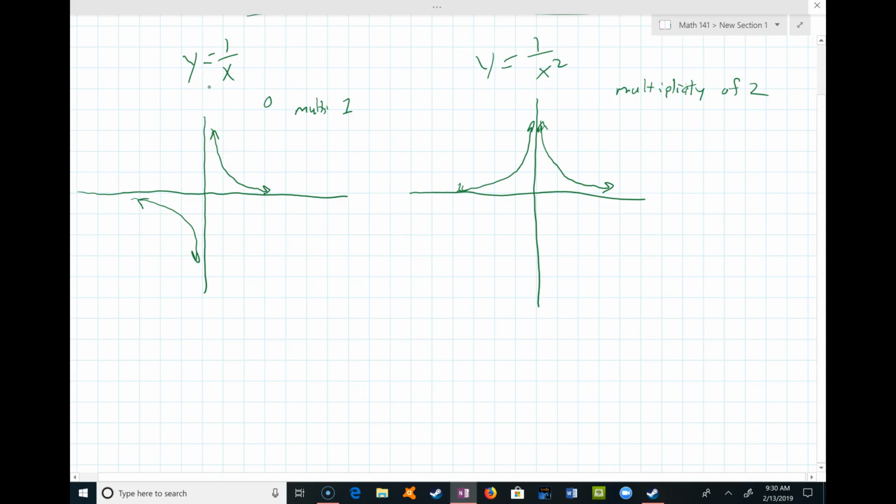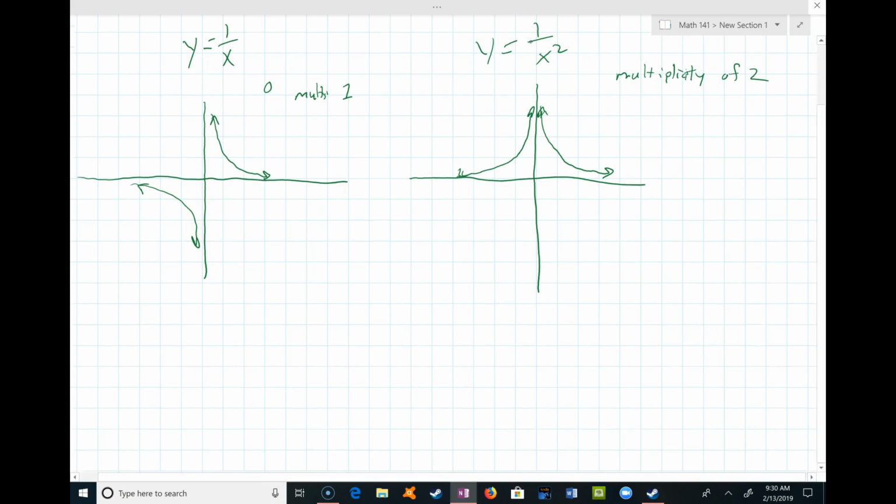And you guys know that if I put a negative in front of here, that would just make them both go down, right? Or if I put a negative in front of here, that would make this one go down and this one go up. So that's what we draw from that.